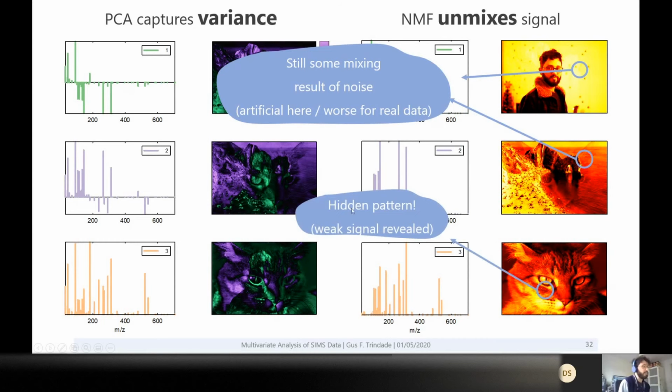And as I said, we can use it to find hidden patterns. But look at PCA, it also was there. It depends on how you interpret things.